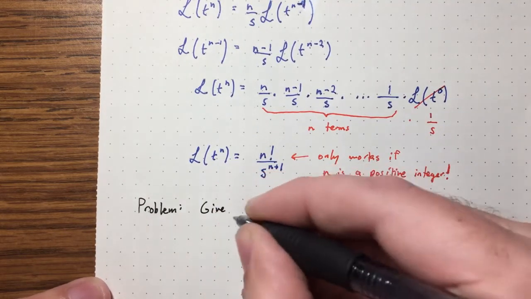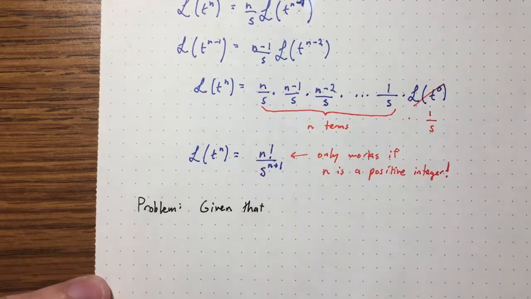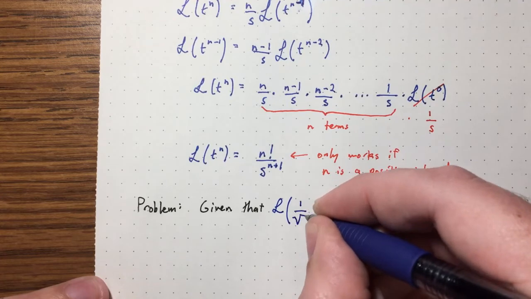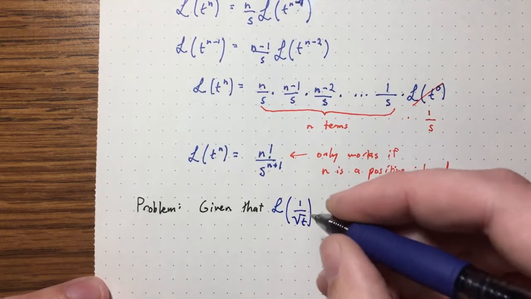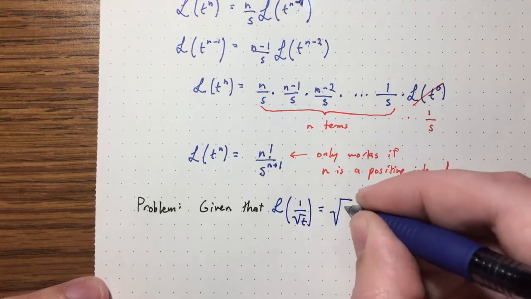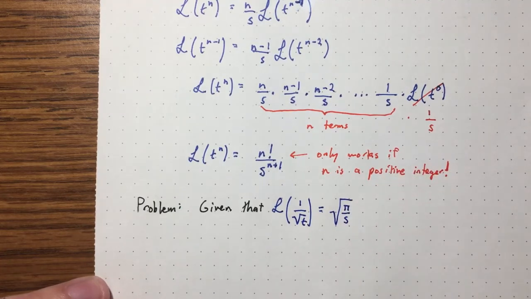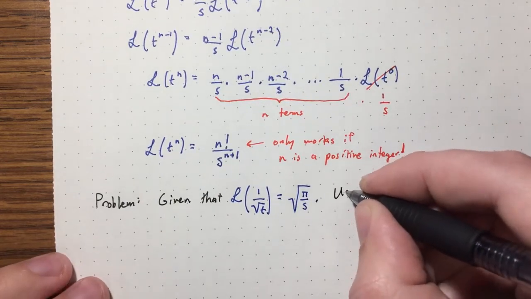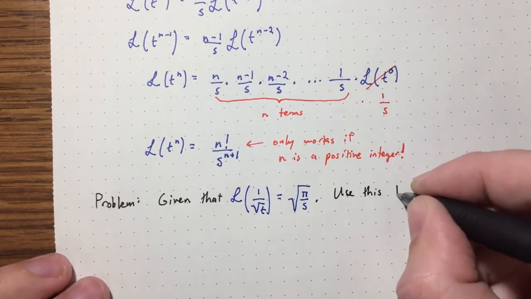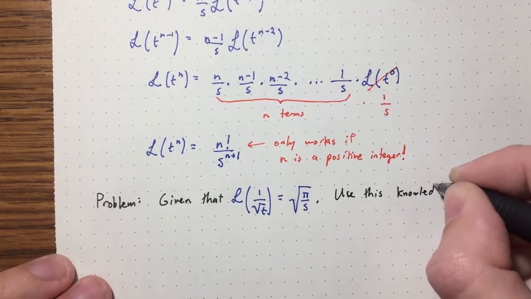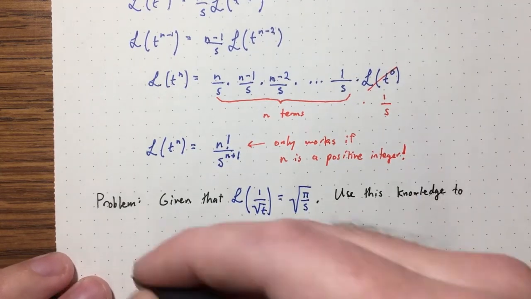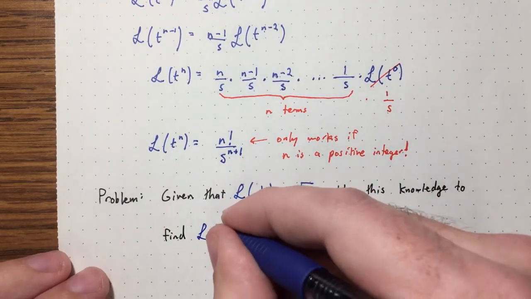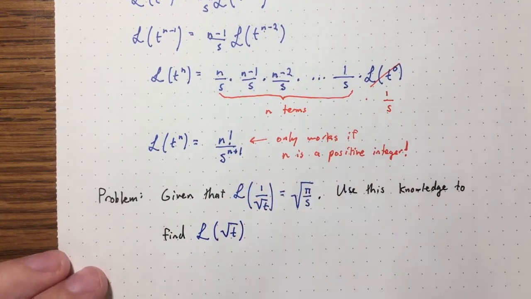So let's suppose you're given that the Laplace transform of 1 over the square root of t is this, square root of pi over s. Okay. I want you to actually use this knowledge to find the Laplace transform of the square root of t. Okay.